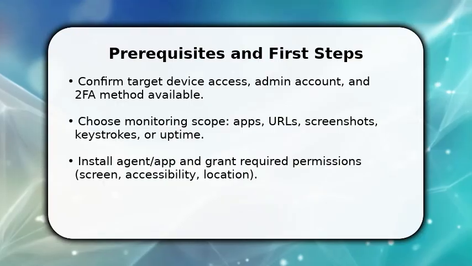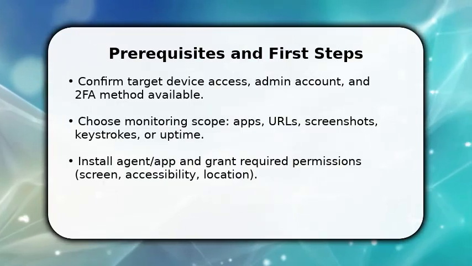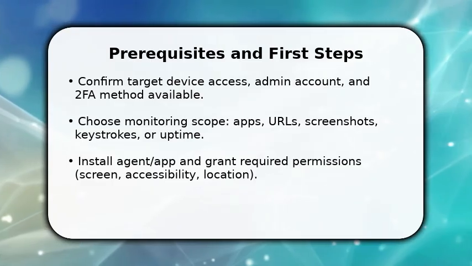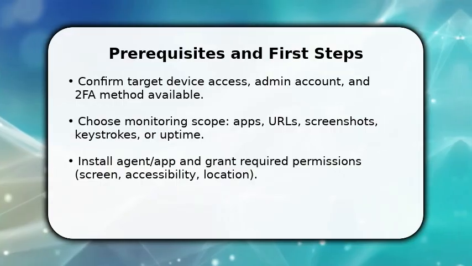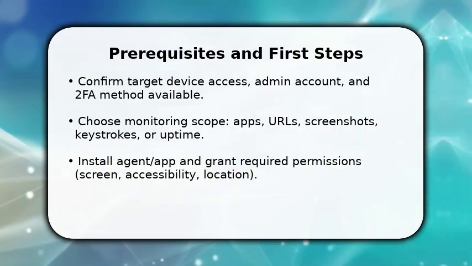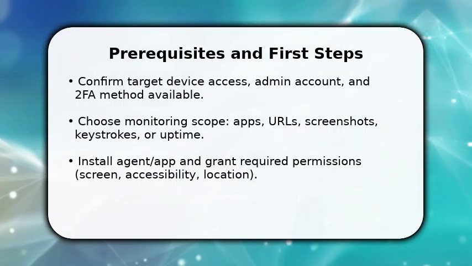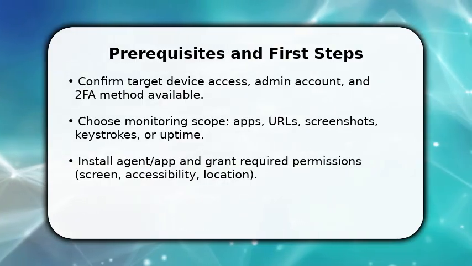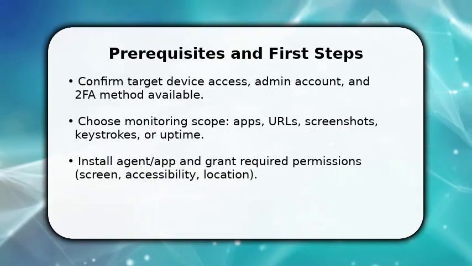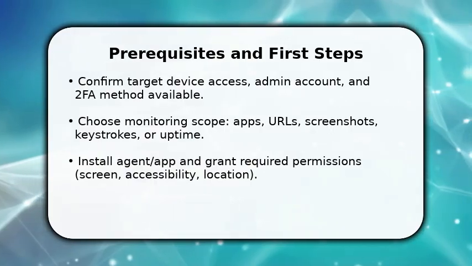You start by confirming access and permissions. This gets you past avoidable roadblocks. You must log into an admin account and enable 2FA if required, because secure enrollment prevents later failures. Once done, pick the monitoring scope so data collection aligns with objectives, apps, URLs, screenshots, or uptime.